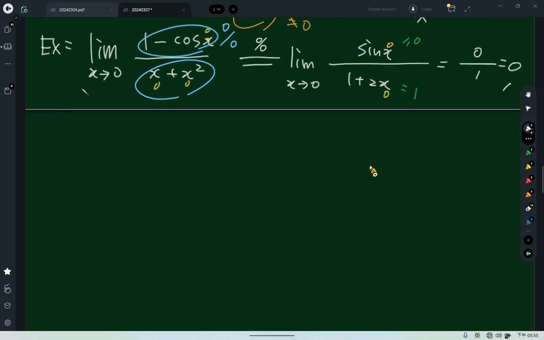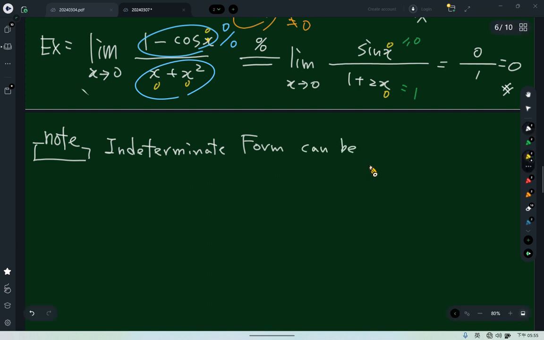Okay, so this is a simple example. I just want to give you a note that the so-called indeterminate form could be 0 over 0, infinity over infinity, 0 times infinity, or infinity minus infinity. So these four forms, if you encounter these four forms when you calculate the limit value, you can just use L'Hopital's rule.